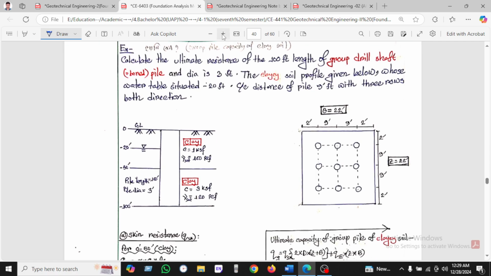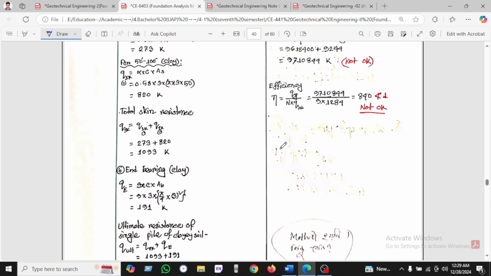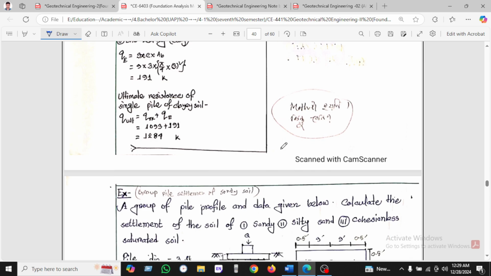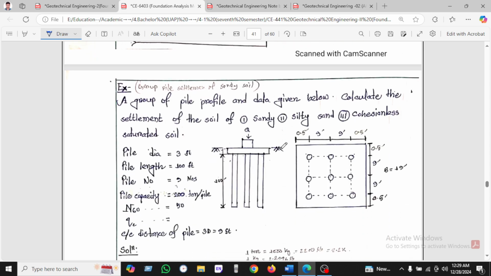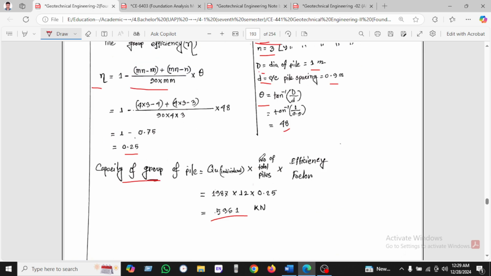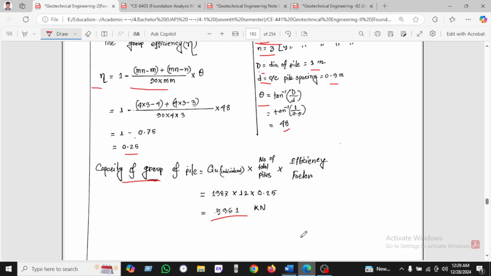Okay, so here is the same another method we can see here for clay soil. I'm not explaining it here because I already said that. So now we'll see another, so you can see this lecture is in. So last one we will calculate the maximum and minimum vertical load on pile. So let's see.